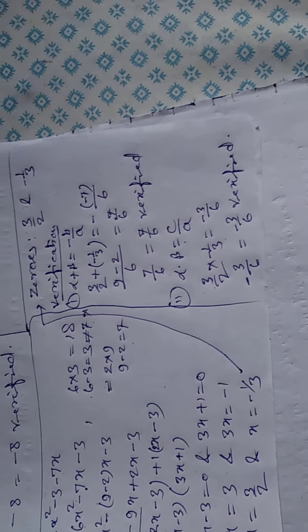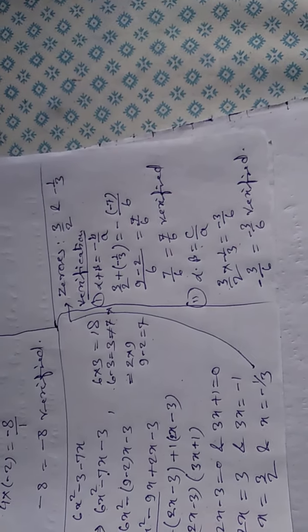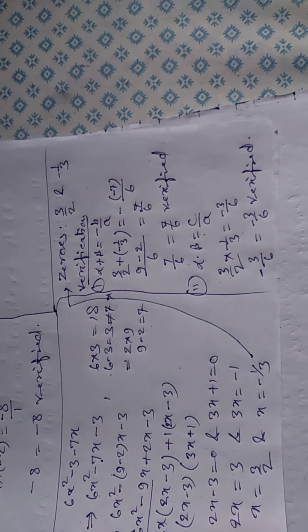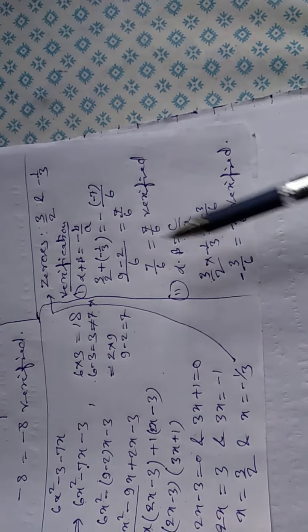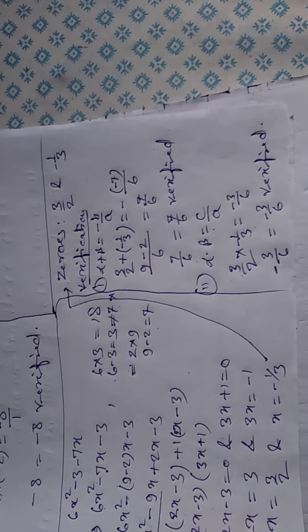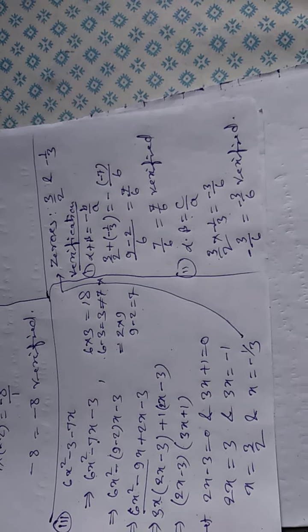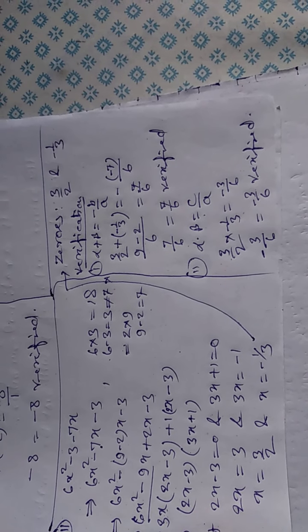In this way you have seen how to make the factors of a quadratic polynomial and from the factors get the zeros of the polynomial. After getting the zeros, you will verify the relations: sum of zeros equal to minus b by a and product of zeros equal to c by a. For today, that's all. The remaining questions of question number 1, you will solve, and then we see tomorrow.